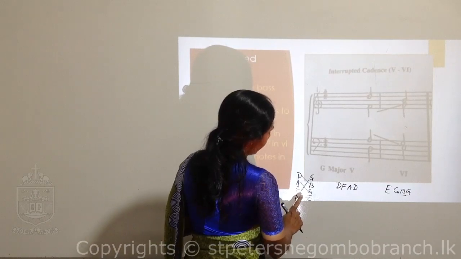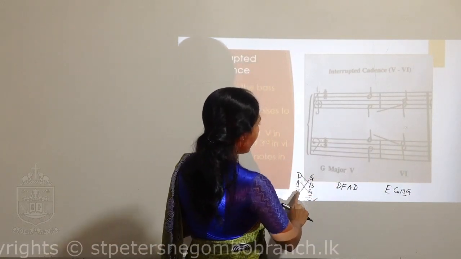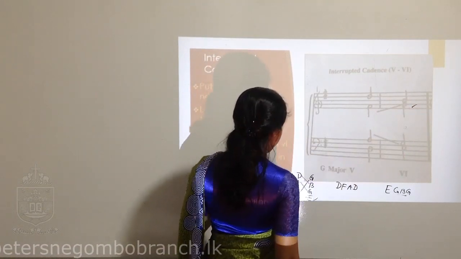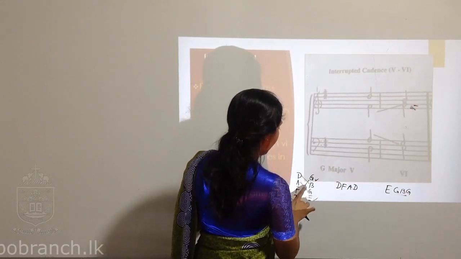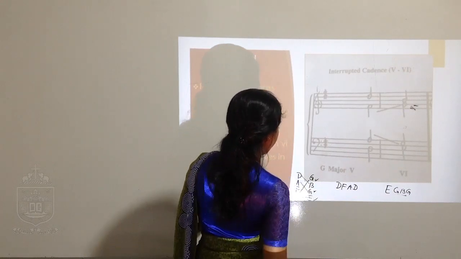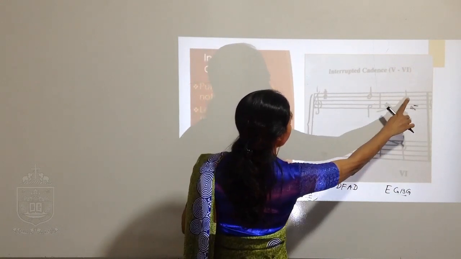We will check this. D, E. Correct. Now F, G. Correct. A, G. Yeah. D, B. Correct.